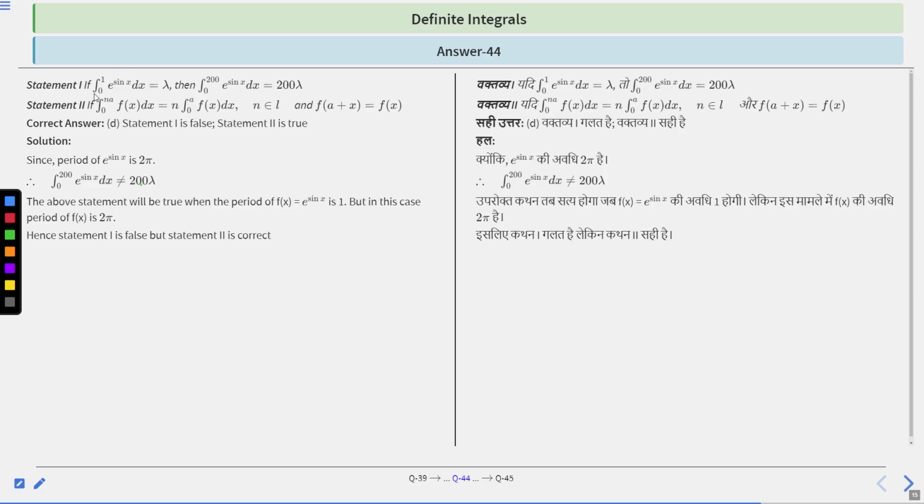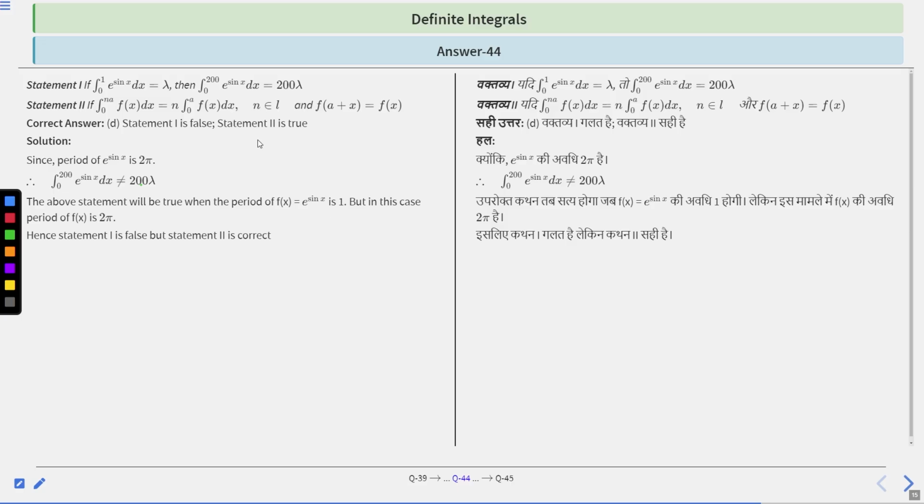When the period is 1, because see, the integral from 0 to na of f(x) dx is n times the integral from 0 to a. Here a is basically 1, and n is 200. So the statement will be true when the period will be 1. But the period of e to the power sin x is 2 pi. Clear? Hence statement 1 is false.